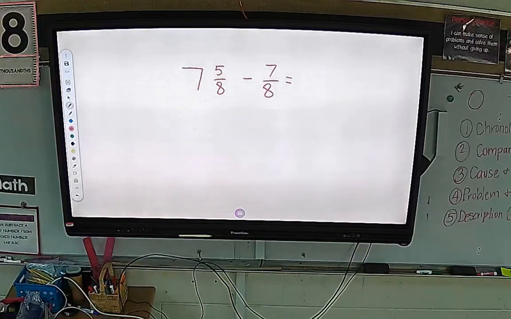Take a pause at first. You know, can I do this in a quick way, or am I going to need to use MAD and change it to a mixed number first?